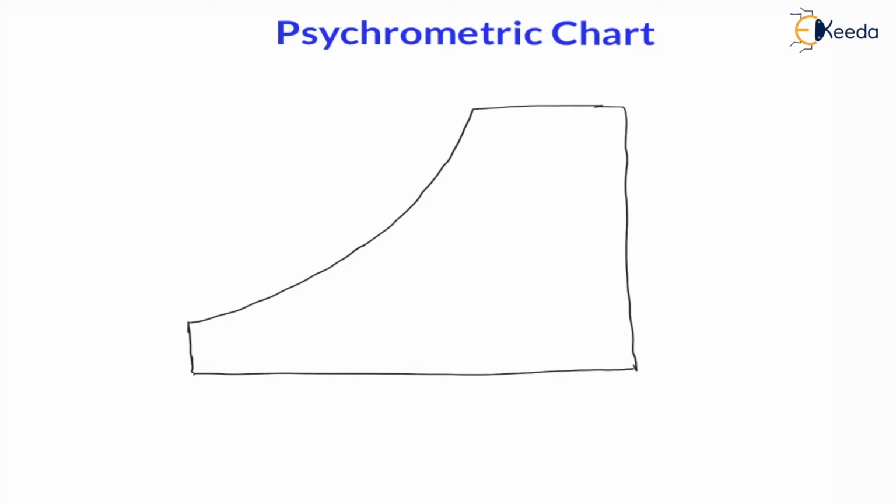Now the chart looks like this, and on this horizontal line there will be temperatures. Let us say, I will say dry bulb temperature, right? And vertically along the y-axis there will be specific humidity, also called humidity ratio, represented by omega.